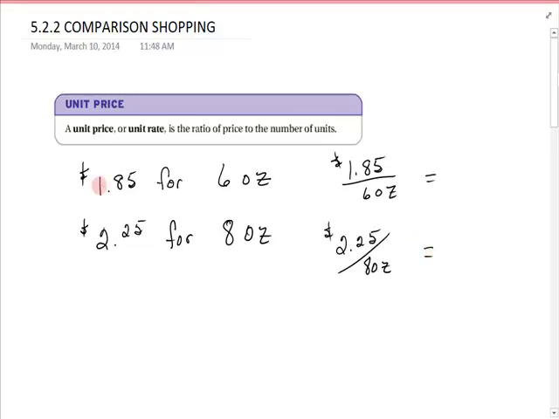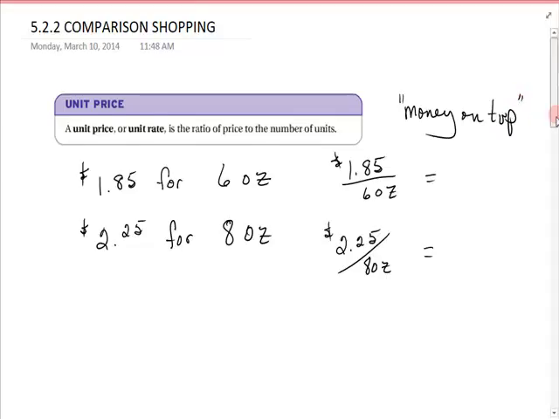So no matter what the cost is or the quantity is, you're going to put money on top and the quantity on bottom, then you're going to divide. So please remember money on top.